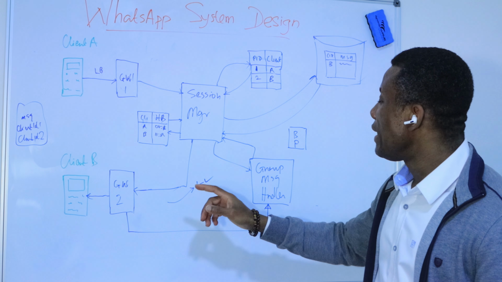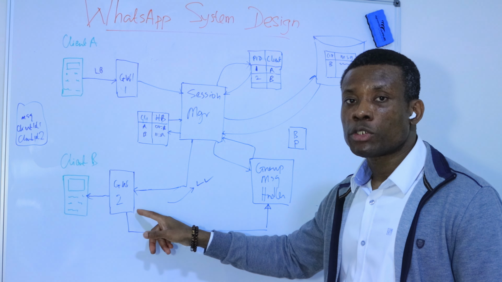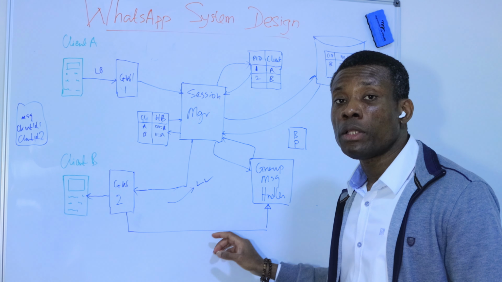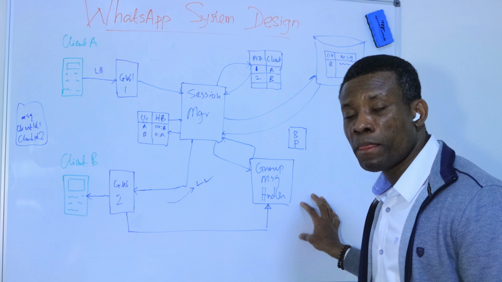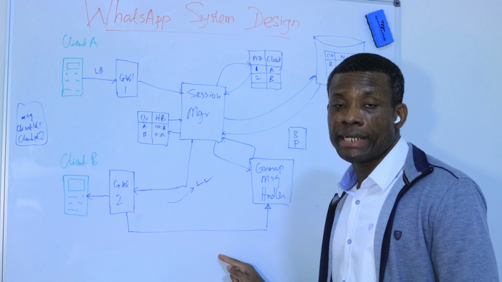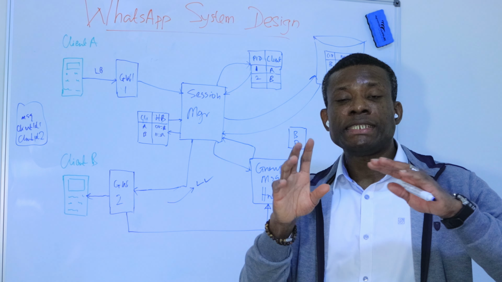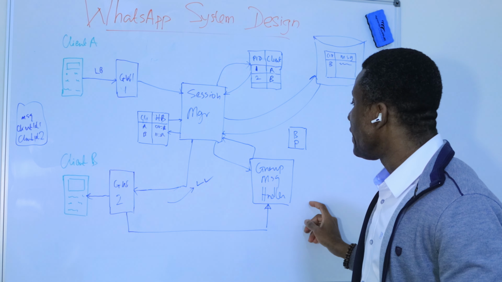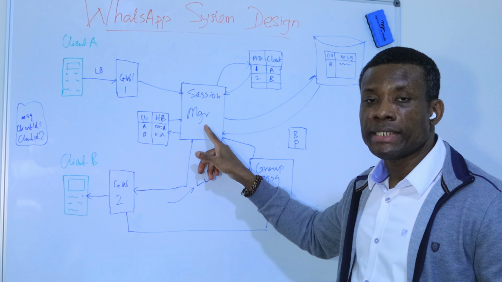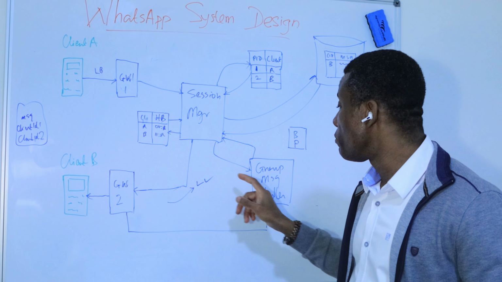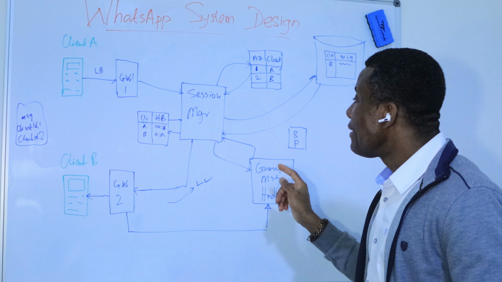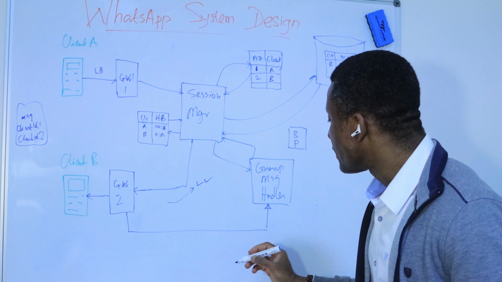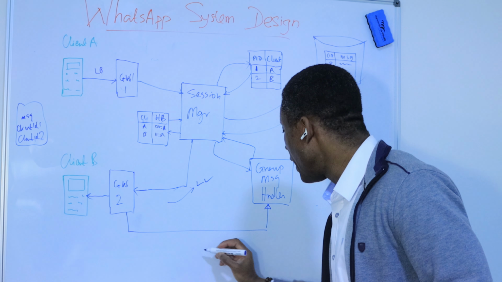And therefore, when a media or an image comes in, it's going to be routed to a media handler that uploads this media to a blob storage, and then updates the session manager with the URL of this blob store, right? As well as the recipient. So what is going to happen in this case is we have this.